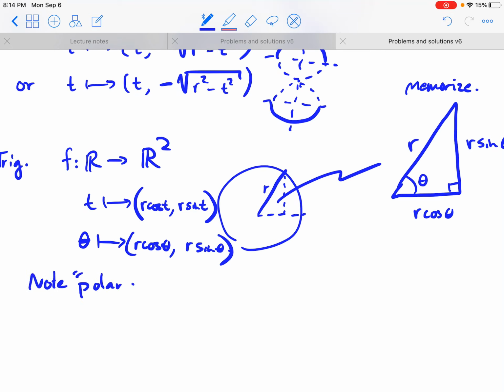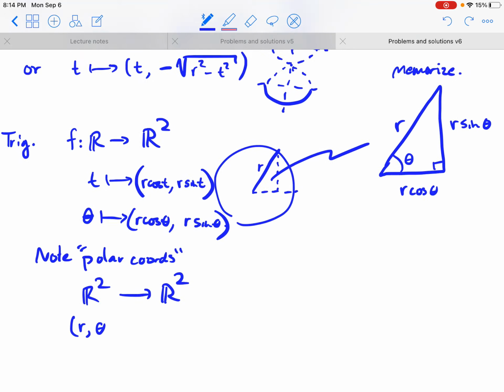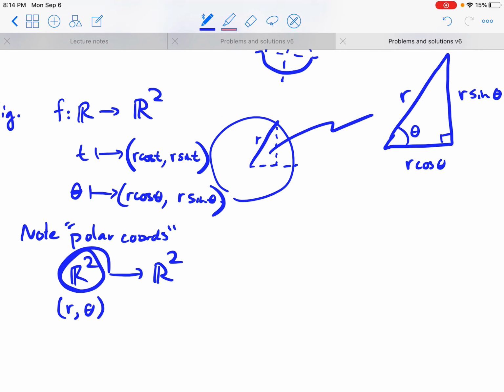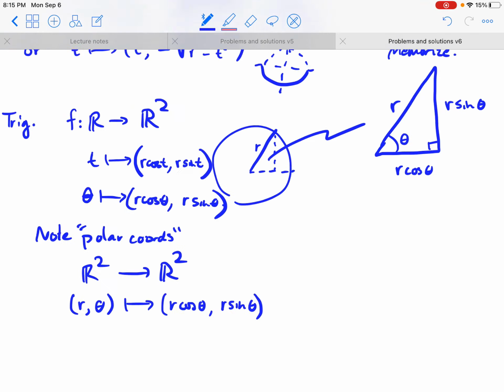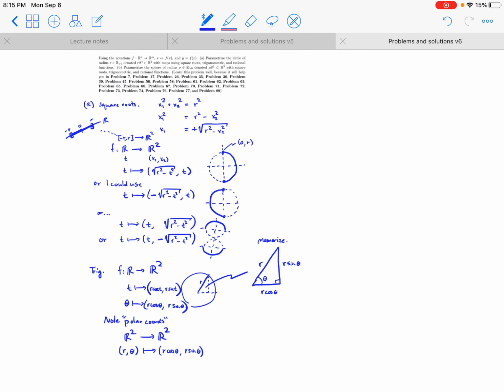Okay, and note, I'll put this in quotes, polar coordinates doesn't just parametrize the circle by this map, but actually parametrizes the entire plane by the map where I let r be a variable in each of these component functions. This is just me saying, I'm going to now let r vary. And so now I have a map from R2 to R2, sending r comma theta to exactly the same map. And this map will be very important for us later.